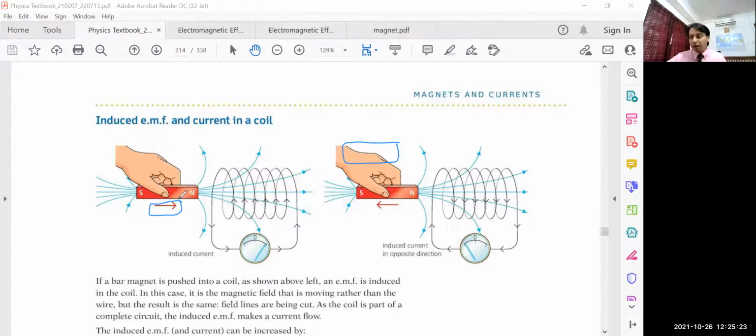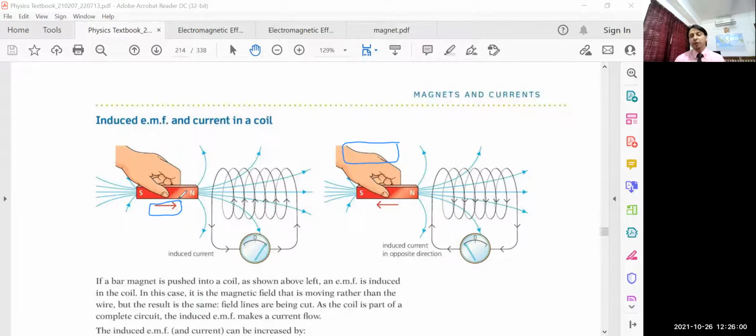Now, children, what is this Lenz's law actually? Lenz's law helps us to find out the direction of current induced in this electromagnetic induction phenomena. As we are talking about a coil, the current either will be in a clockwise or anti-clockwise direction. So Lenz's law helps us to predict the direction of current induced in a coil when a magnet is moved towards the coil or away from the coil.